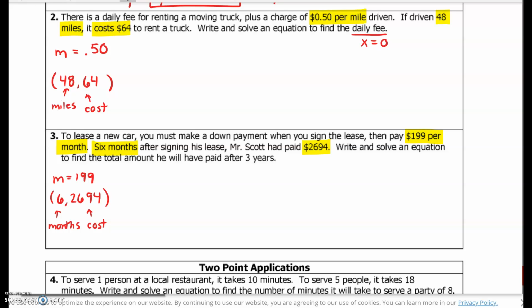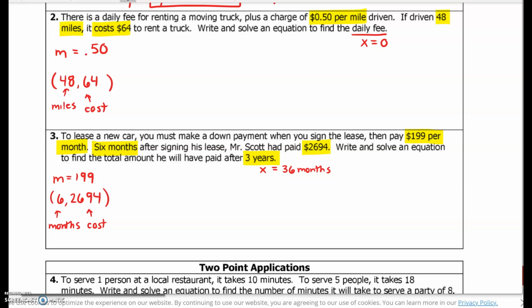Write and solve an equation to find the total amount he will have paid after 3 years. This is a common place students make mistakes. Notice X is in months, but they give us a number to plug in that's in years. So we have to convert years to months when we plug this in our equation. So once you find your equation, you are going to plug in 36 because there are 36 months in 3 years. So keep that in mind for the second half of the problem on number 3.